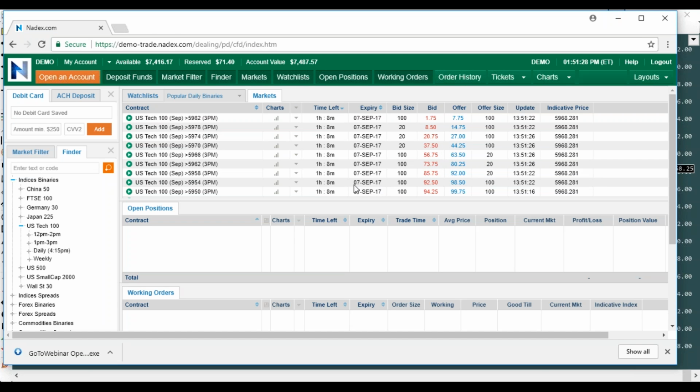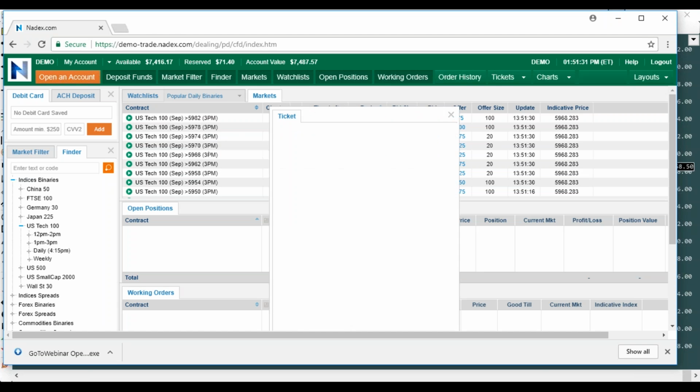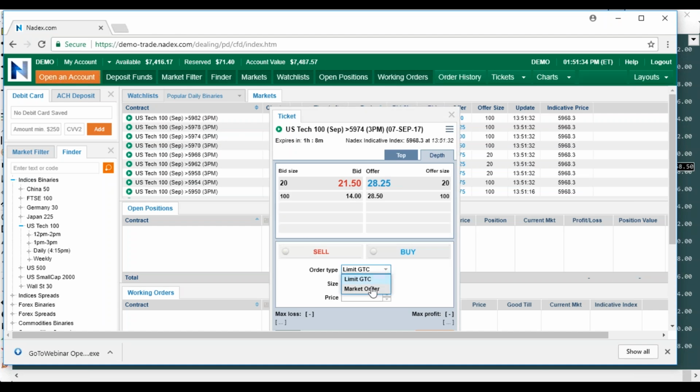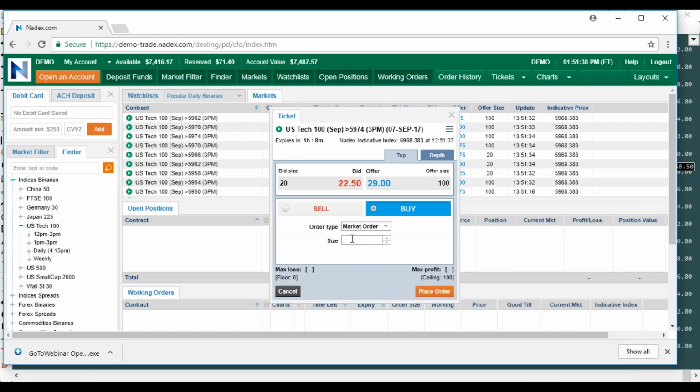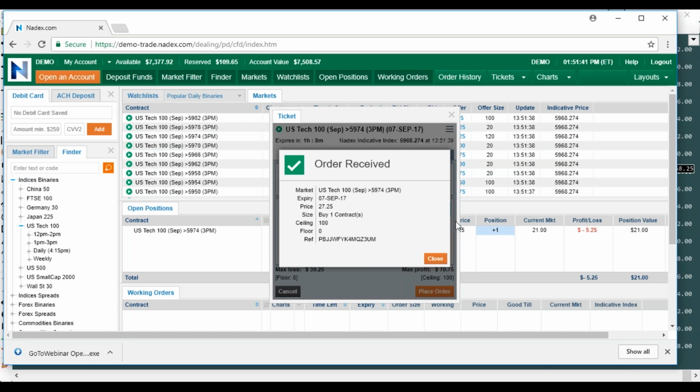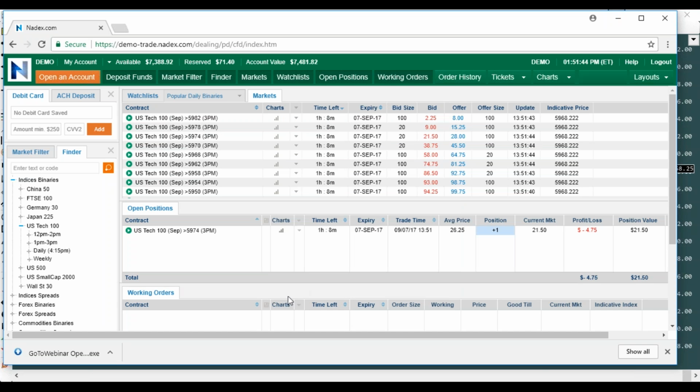Let's just say, for example, that I went in and I bought this binary right here. Okay, I bought one, and I say place order. Where is that order showing up right now? It's in open positions, right? Because it's open, it's active. I placed that order. This is an open, active trade. Everybody see that? It shows the contract I bought, the time left to expiration, when it expires, when I entered the trade, and the average price. I bought it for $26.25. I also know it's a bought contract because it says plus one. I bought it, right? Okay.